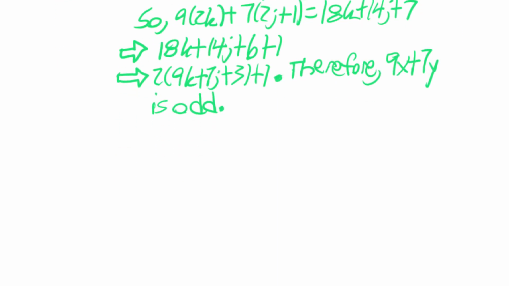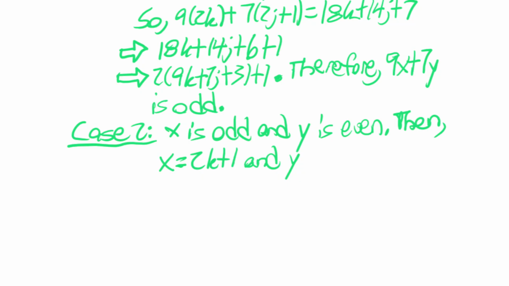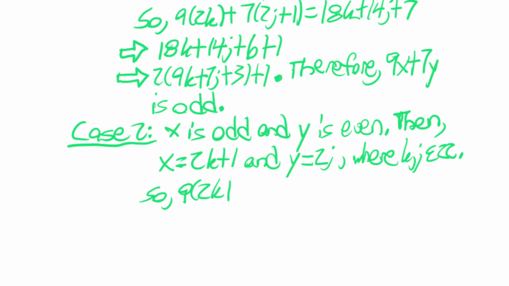All right, so let's look at the second case. So we are going to let x be odd and y be even. So then we have x equals 2k plus 1 and y equals 2j, where k and j are integers. So we plug everything back in. We have 9 of 2k plus 1 plus 7 of 2j. We distribute everything. That gives us 18k plus 14j plus 9.